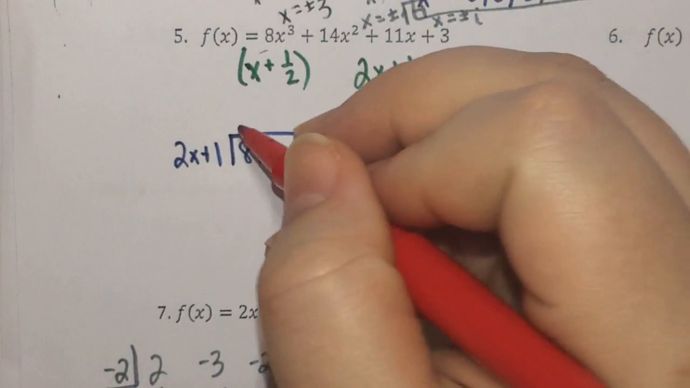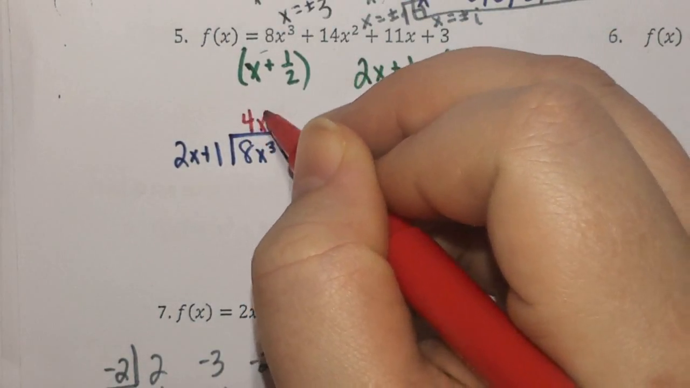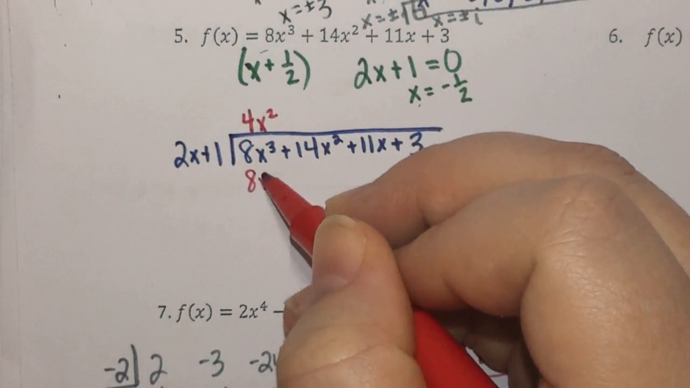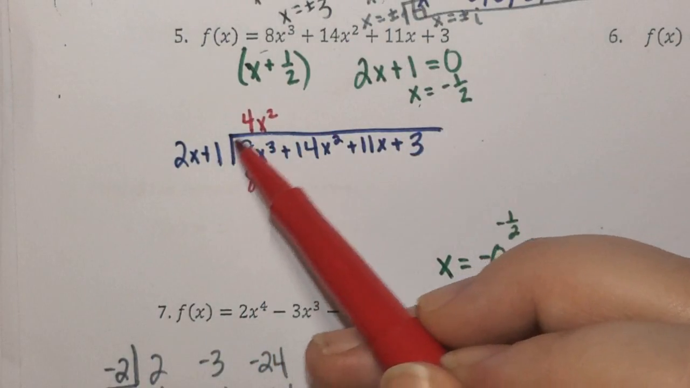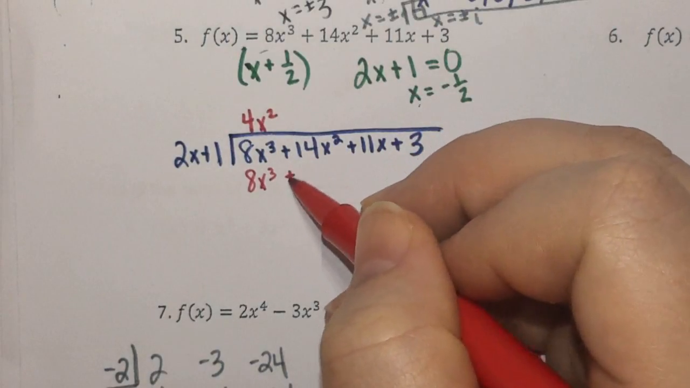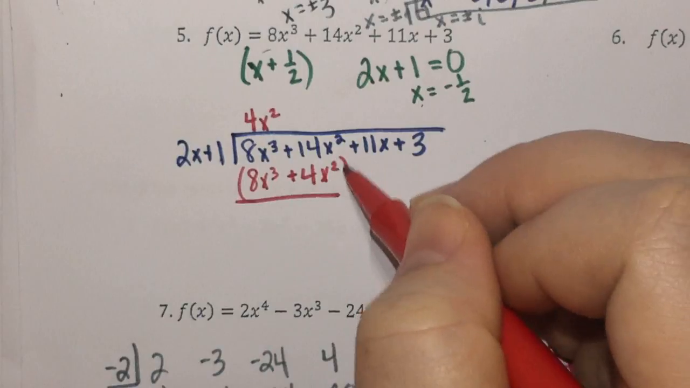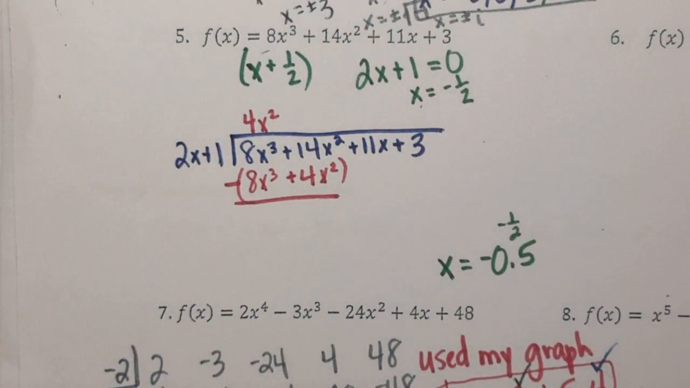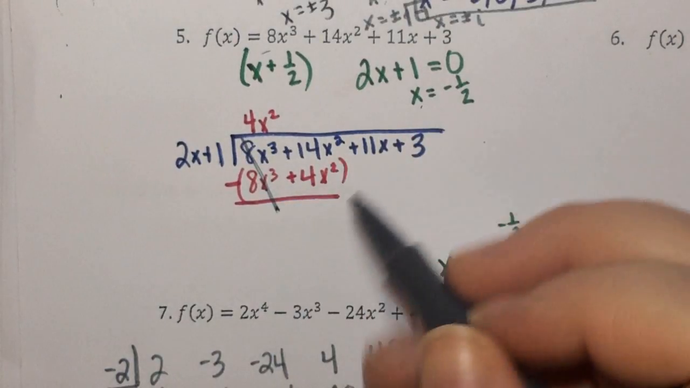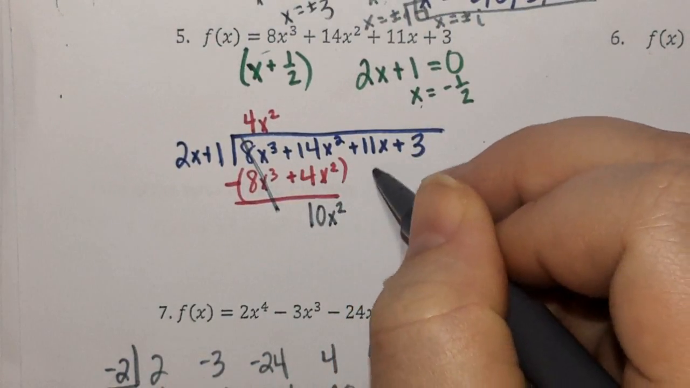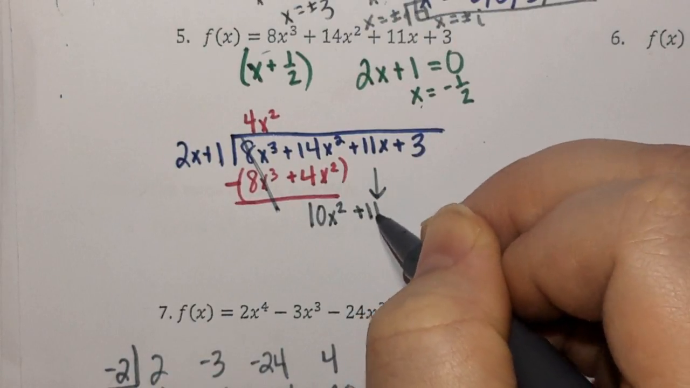I know that I have to multiply by 4x squared, because 2x times 4x squared is 8x to the third. 1 times 4x squared is plus 4x squared. Right now, they don't actually cancel out. You have to change their signs. 8 minus 8, that does die. 14 minus 4, I just get 10x squared. I bring down my 11x.